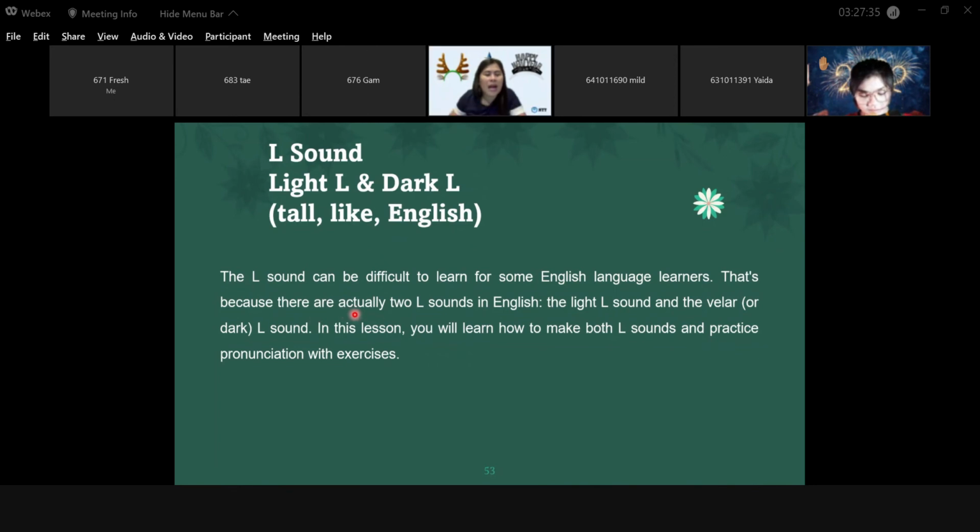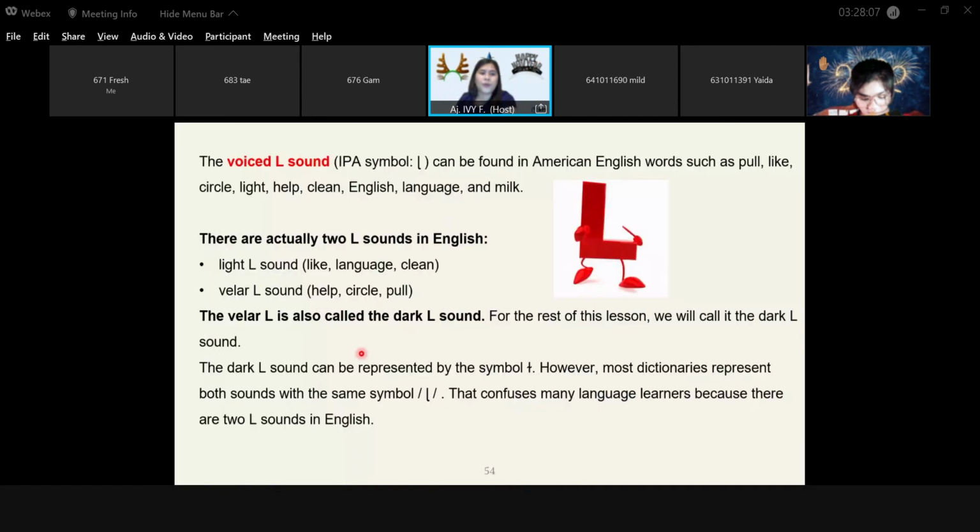That's because there are actually two L sounds in English, not only one: the light L and the velar, or dark, L sound. In this lesson, you will learn how to make both L sounds and practice pronunciation with exercises. Now we are going to understand what the light L and dark L sounds are. We thought we have only one, but there are two. The voiced L sound can be found in American English words such as pool, like, circle, light, help, clean, English, language, and milk.